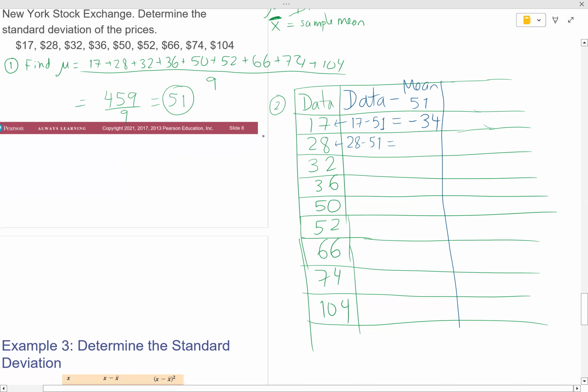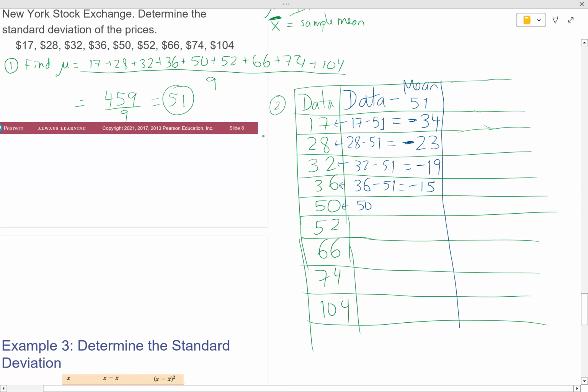Forgive me if I have to do this. I'm always paranoid I'll make a mistake if I try to do the subtraction in my head. So I'm going to write it out. 32 subtract 51 will be negative 19. I've got to remember these negatives. If I don't include those in my answer, maybe something's wrong. Okay, and then now I'm doing 36 subtract 51, negative 15.